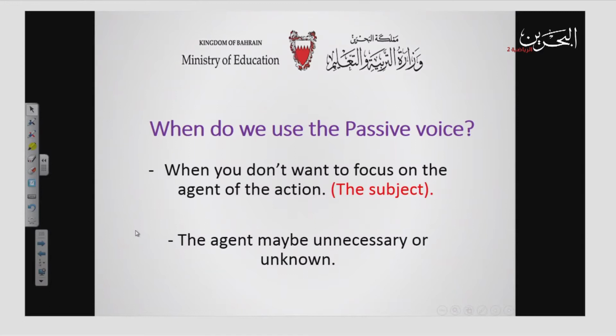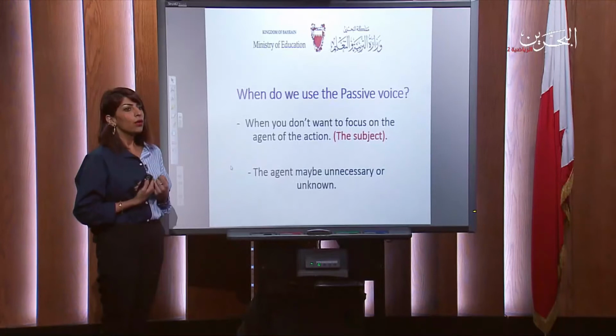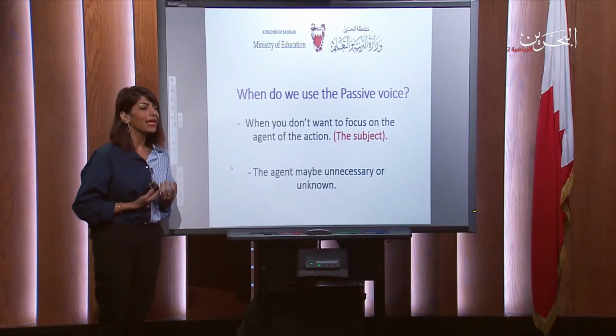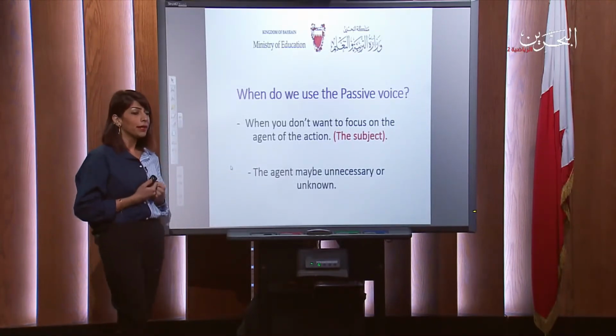Now, a very important question. When do we use the passive voice? We use the passive voice in two occasions, or for two reasons. The first one is when we don't want to focus on the agent of the action. What do I mean by the agent of the action? I mean the subject or the doer. It's either me or anyone else. And the second occasion is the agent may be unnecessary or unknown. Maybe on some occasions I don't need to know who did this action, so I just say it in passive tense.